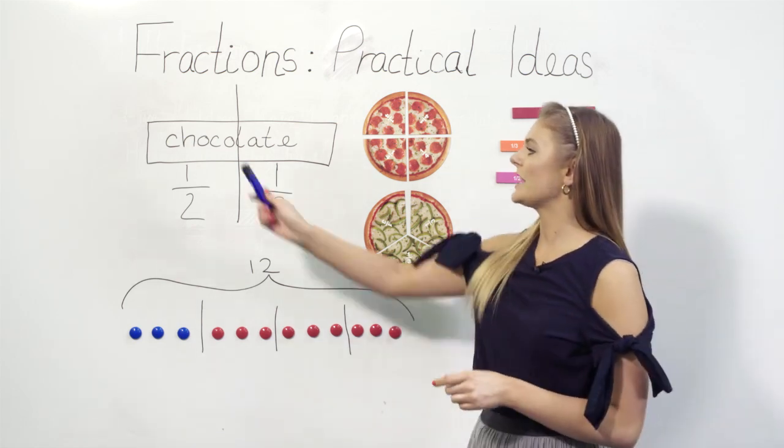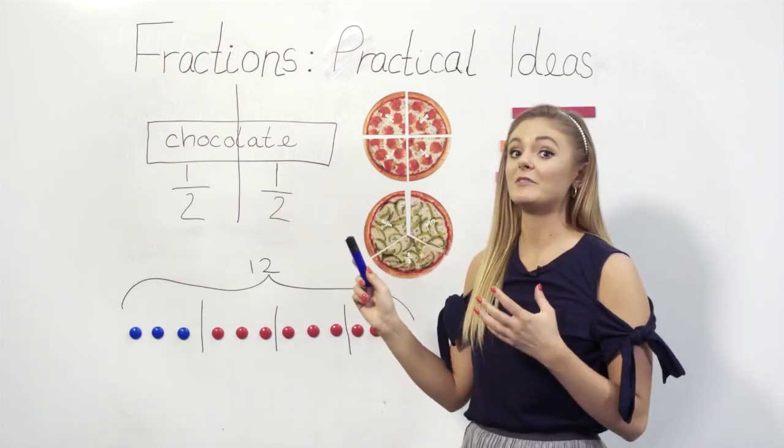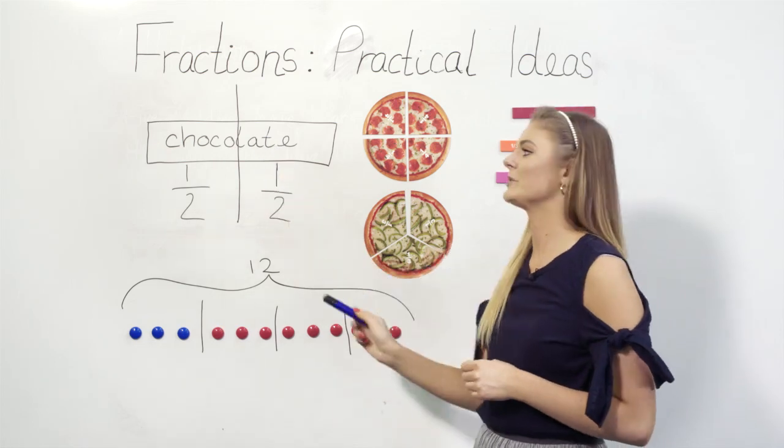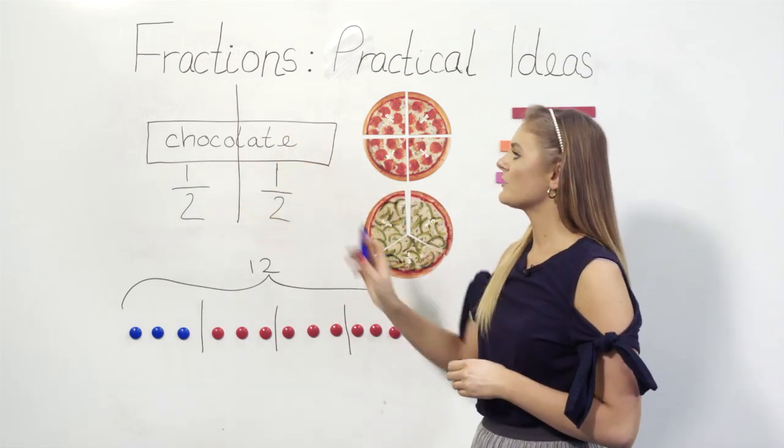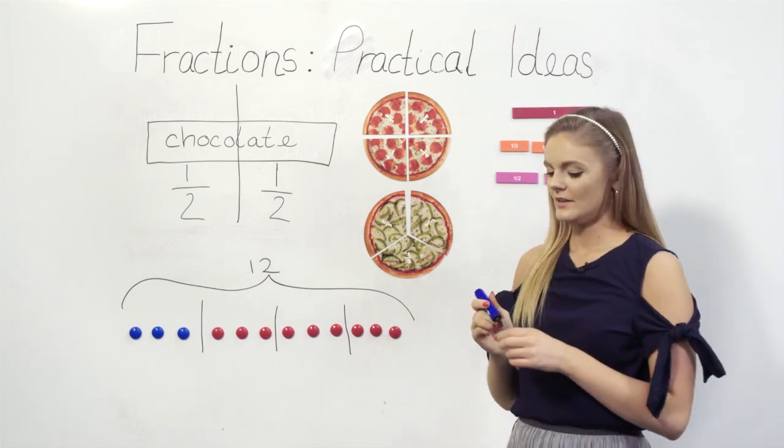So for example, you could have a chocolate bar. You could physically have a chocolate bar. I've just drawn one here on the board. Now you can divide this in two, and you give them an idea of what a half really looks like.